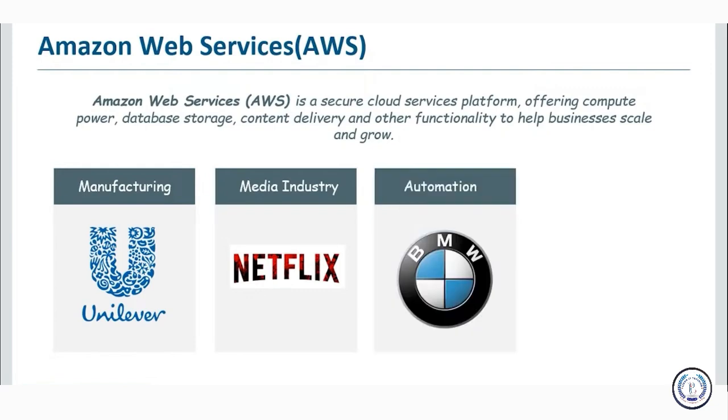Next in the list, we have BMW. BMW has built its new car-as-a-sensor service in only 6 months using various AWS services like Amazon S3, Amazon SNS, DynamoDB, Amazon RDS, and Elastic Beanstalk, and many other services.